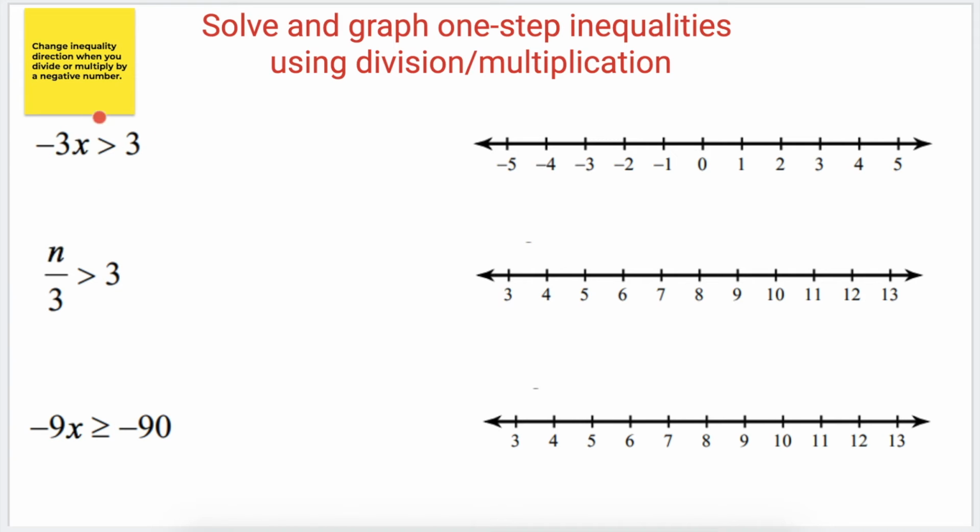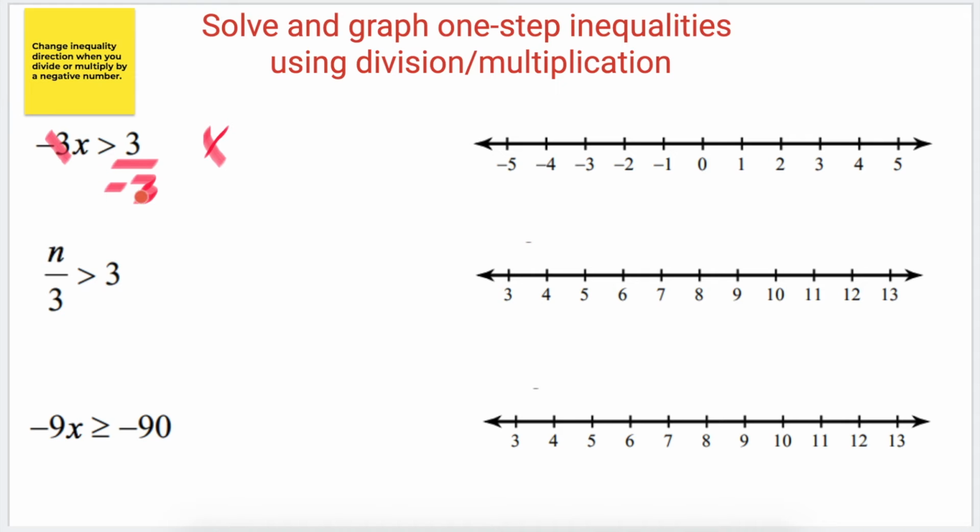So before we can graph this inequality, we have to solve it. So because we're multiplying negative 3 times x, the opposite math operation is dividing. So when you divide both sides by negative 3, this negative 3 that's on the left side cancels out, and you're left with x.